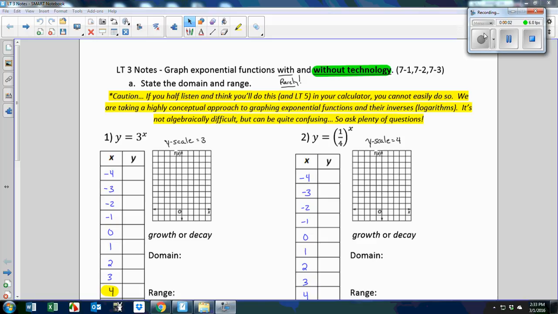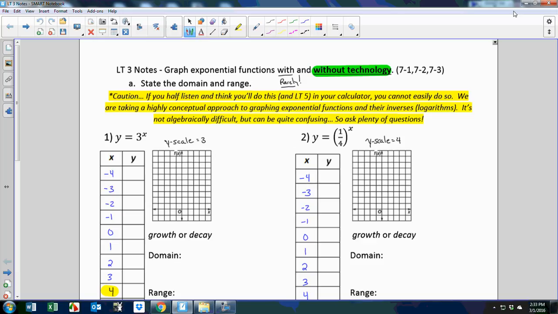All right, this video is for learning target 3. We're going to do it kind of quickly. I'm recording this not during the class period, so if you need to pause it and rewind, feel free to do so. But we're graphing exponentials.